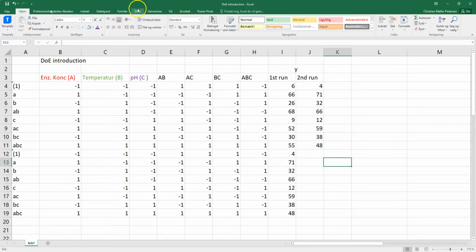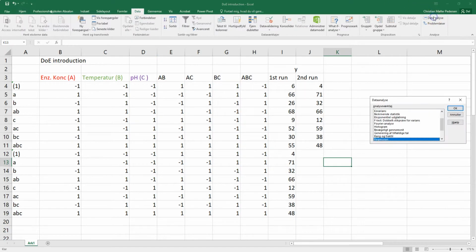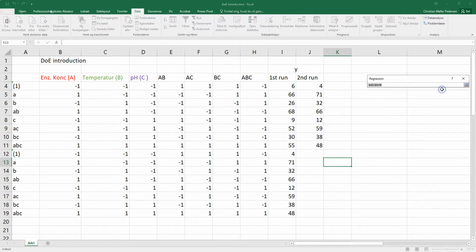Right, so let's do it. I go into data and data analysis. I choose regression here, and I choose the y values.